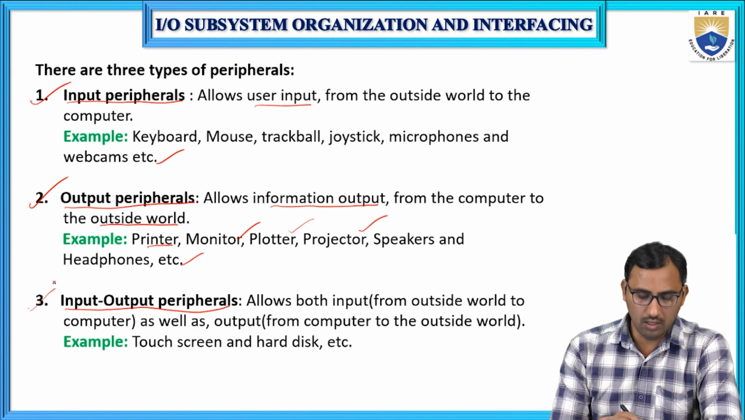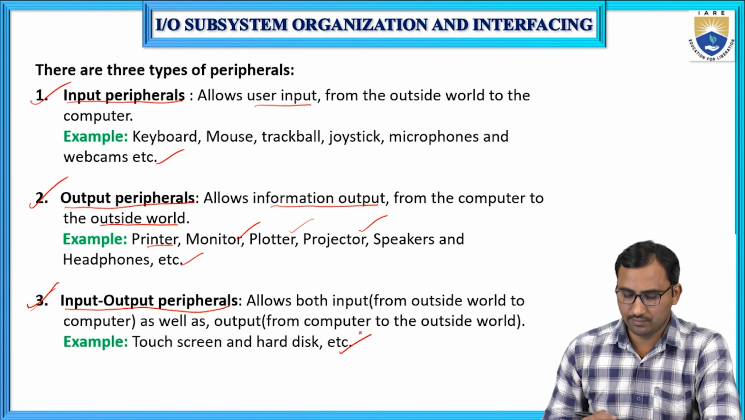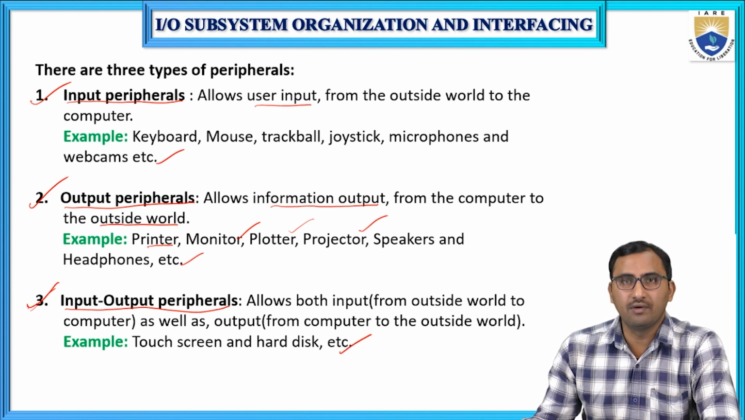And coming to the third type of peripherals, that are input-output peripherals. That means they combine the properties of the input peripherals and the output peripherals. That means these input-output peripherals combine the operation of the input peripheral and output peripheral. The examples of the input-output peripherals are the touch screen and the hard disk. So these are the classification of the different peripheral devices.